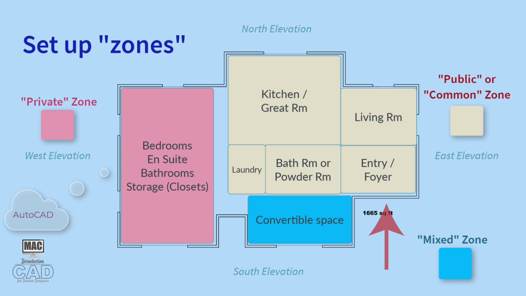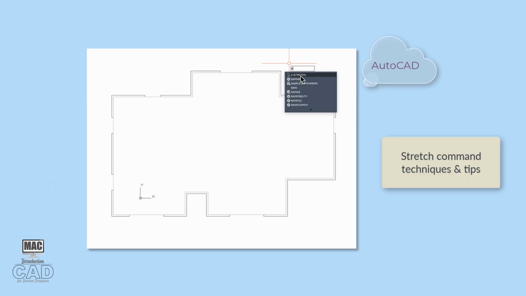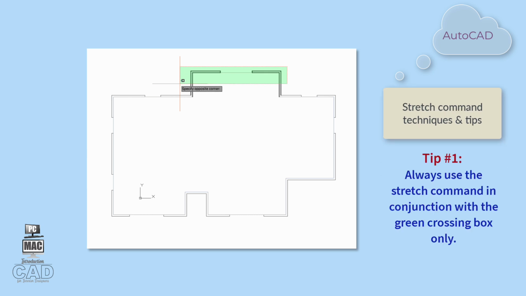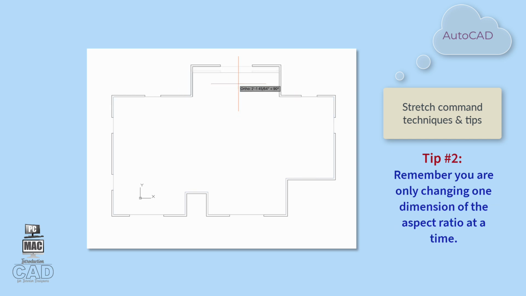Now that you know how the spaces relate to each other within a residential floor plan, let's use AutoCAD drafting commands to define the space. The next part of the video will reinforce techniques and offer tips on using the stretch command. Tip number 1. Always use the stretch command in conjunction with the green crossing box only. Tip number 2. Remember, you are only changing one dimension of the aspect ratio at a time.